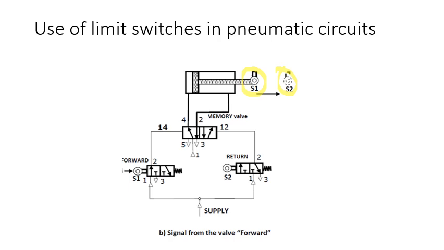Depending on port number 12, the second position, the compressed air will give a supply towards the rod end. If you give a supply to the rod end, what will happen? The cylinder starts to retract back, so it will come back to its original position. When it reaches the original position, again it will press the S1 switch. According to S1, again it will give a signal to the memory valve. When you give a signal to the memory valve, the cylinder starts to move in the forward direction and it will hit the S2 switch. Again it will generate the return signal.